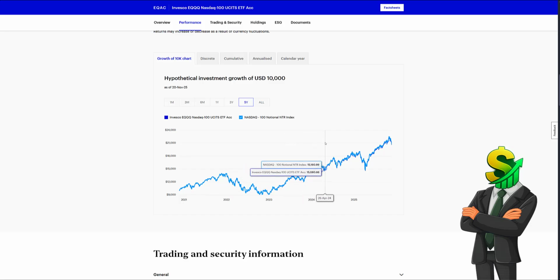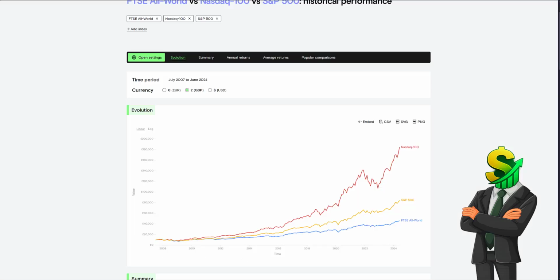EQQQ has historically delivered very strong long-term returns. Over the last decade, the Nasdaq 100 has massively outperformed the S&P 500 and most global markets. For example, the Nasdaq 100 has grown over 300% in 10 years. The S&P 500 has grown around 180 to 200%, and many global ETFs grew less than 100%.